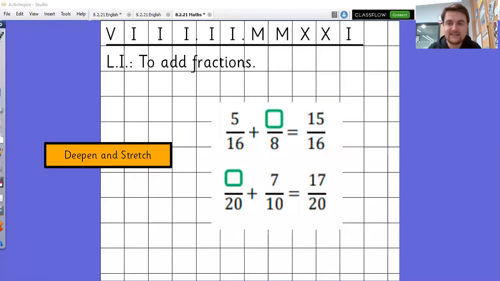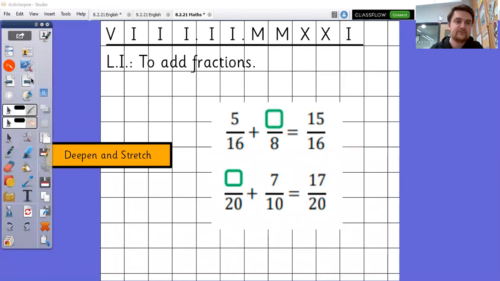So you need to complete these equations. So 5/16 plus something eighths equals 15/16, and something 20ths plus 7/10 equals 17/20. Can you have a little go at finding equivalent fractions to complete those equations? And then when you've done that, come back to me and let's have a look and see what the answer is.